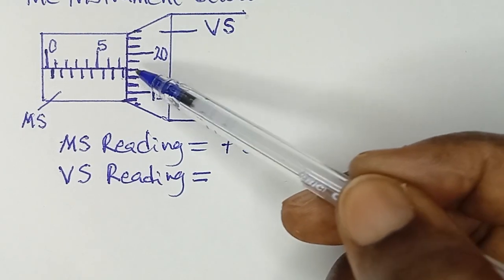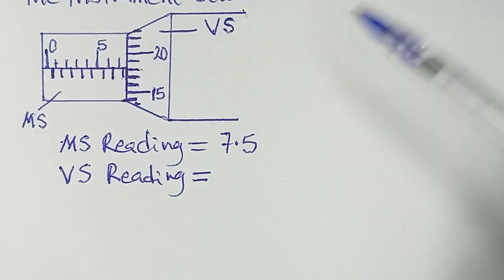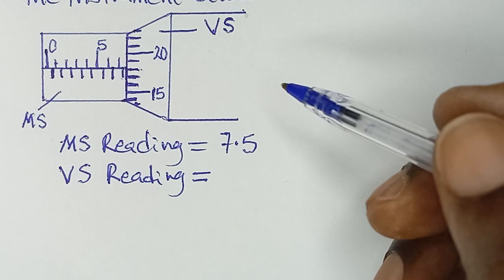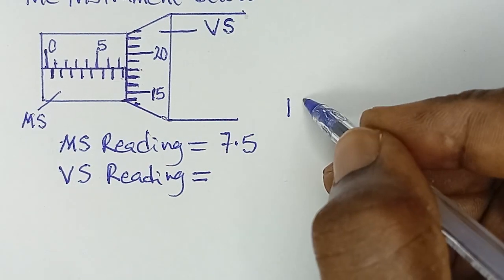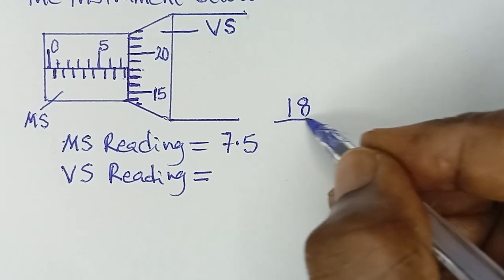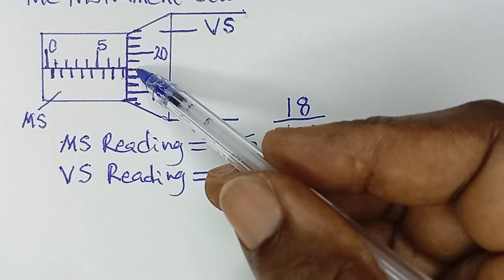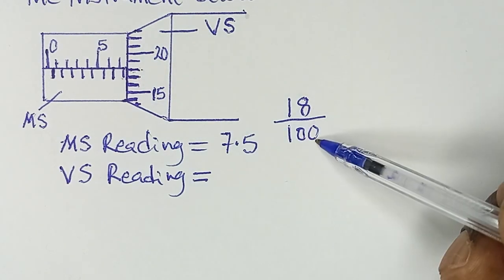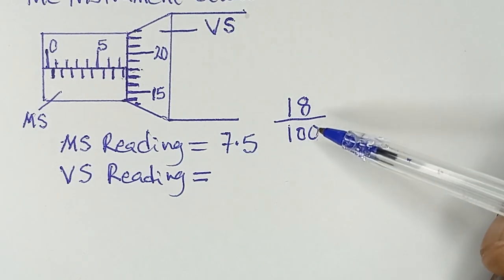Don't forget 15, 16, 17, 18. So I'm taking this value 18. That is the vernier reading. But you don't just use the 18 like that. Just like we did in vernier caliper, in this micrometer screw gauge, you're also going to take that vernier scale reading of 18 and then you divide it by 100. Remember to divide it by 100 because this vernier scale is dividing the main scale into 100 equal divisions.